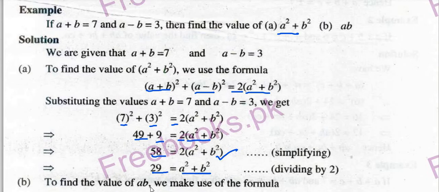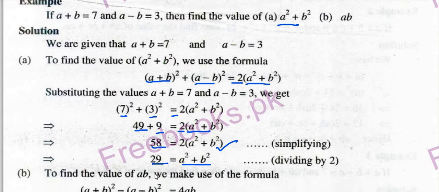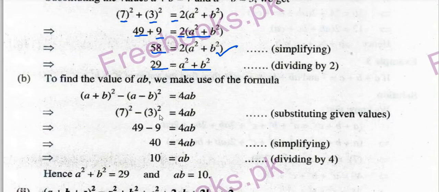Now to find the value of ab, use the second formula, which is (a + b)² − (a − b)² = 4ab. The terms on the left are given. Just put the values, take squares. 49 minus 9 is 40... 4ab, divide by 4 on the left side, this becomes 10. So ab = 10 and a² + b² = 29.